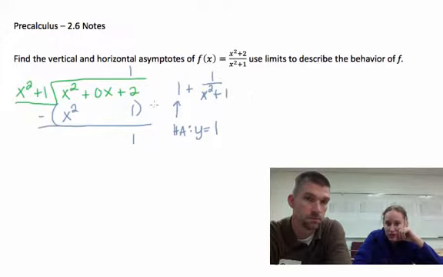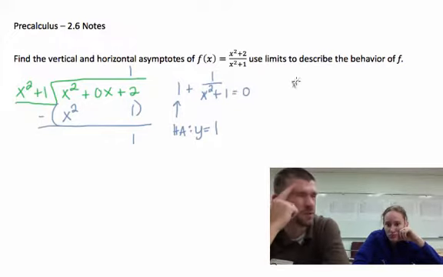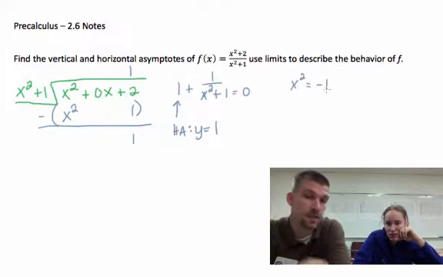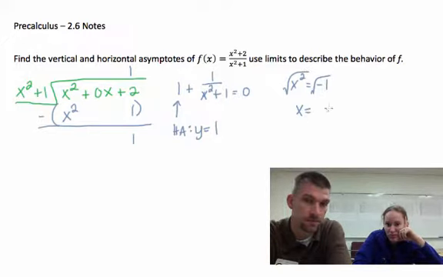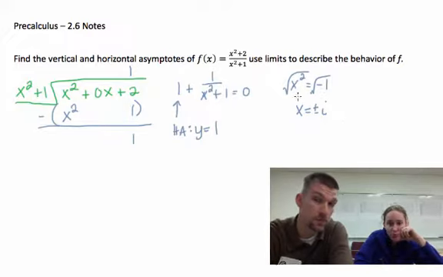For our vertical asymptote, we need to look at, the way we have them written, where does the bottom equal 0? So x squared plus 1 equals 0. We could try to solve that by subtracting 1 over, then taking the square root. Now that we've talked about real and imaginary numbers, we know that this would be plus or minus i. Those are the zeros.